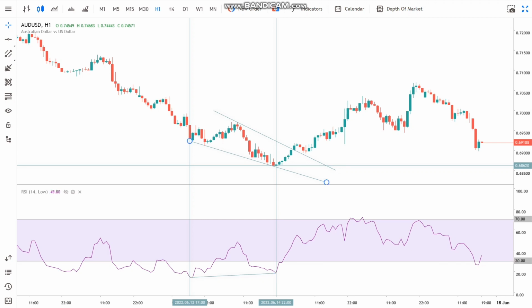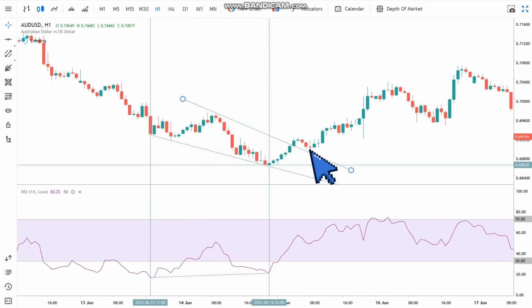So when did I take my entry? I took my entry because, remember guys, whenever we have any pattern, we need to first wait for a breakout and a retest to happen. So this is the breakout. You see, guys, this was the breakout, retest, and then market went back up.